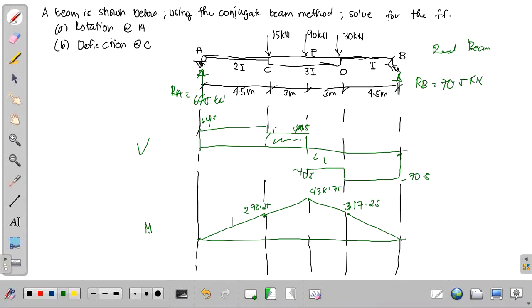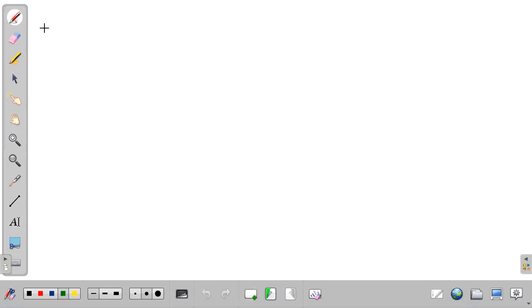Pero ang kinukuha natin is the M over EI diagram. Okay? Pagka prismatic yung beam natin, if our flexural rigidity is constant throughout A hanggang sa B, pwedeng yung M is equal to the M over EI. However, pagka tinitignan natin yung given na beam natin, magkakaiba yung moment of inertia. From A to C, we have 2I. From C to D, we have 3I. And from D to B, we have I. Okay? So we need to draw our M over EI diagram.